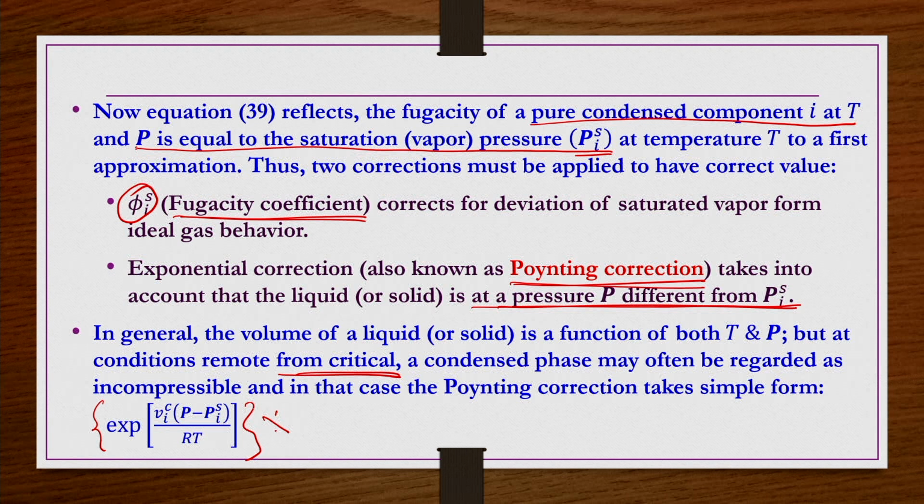But how much is it important? That again one has to find out. How much is it important? That depends on the ΔP, that is P minus P_i^S. Depending on this magnitude, we can say how much it is important. If it is very small, then the exponential of some small quantity is usually 1 or close to 1. If it is very large, then it may be contributing something. So, how much small is small, that we have to make sure.